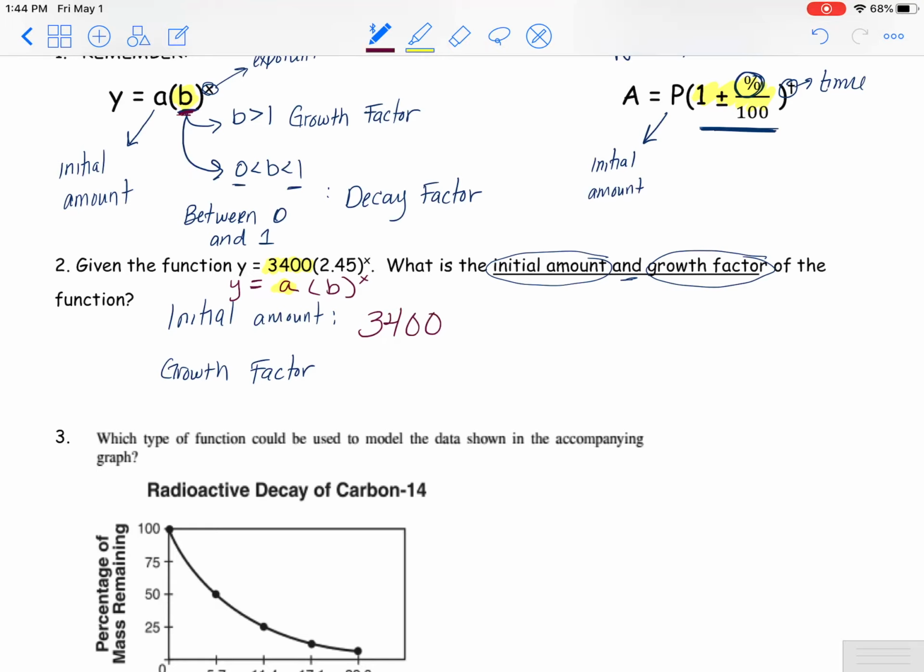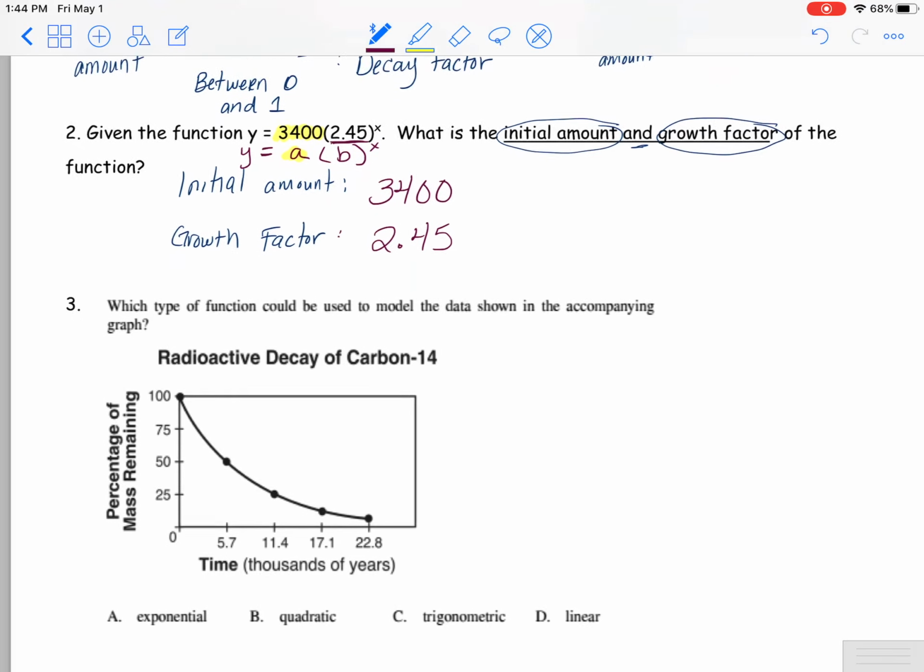Now my growth factor. Up here, I see that my growth factor has to be the number inside the parentheses. Well, what's that number inside the parentheses? So my growth factor is 2.45. That's all you've got to write for that question.